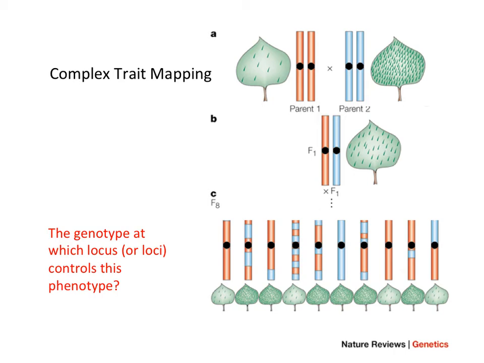So here's the setup. Again, I introduced this at the end of last class. What gene controls the hairy leaf trait? Did you find a part of the chromosome, blue versus red allele, that causes hairy leaves versus not?